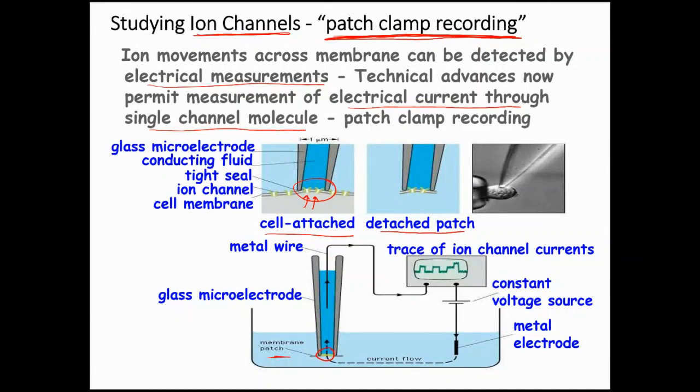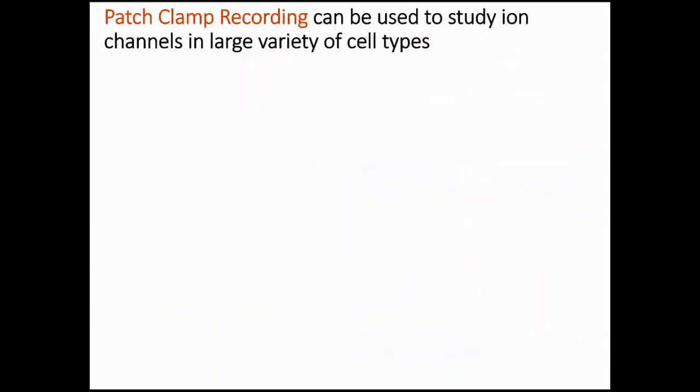You can control the fluid that's here in the dark blue, and you can control what's in the fluid in the light blue, and you can start to recognize what kind of ion this channel even allows to go through, and how this changes the currents or the voltage when those ions are available. So using patch clamp recording, you can study ion channels in a large variety of cell types.